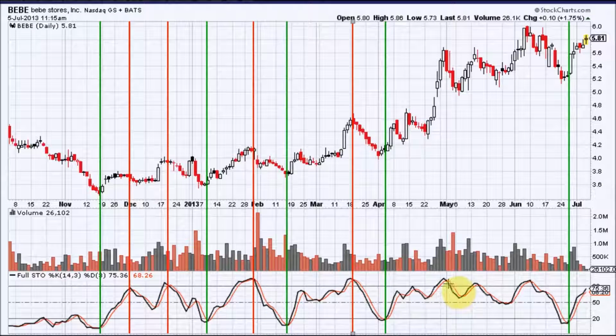Okay, the next time it gets over 80, the black line crosses down through the signal line and through the 80 line, another pullback happens. Same thing here. It gets above 80.